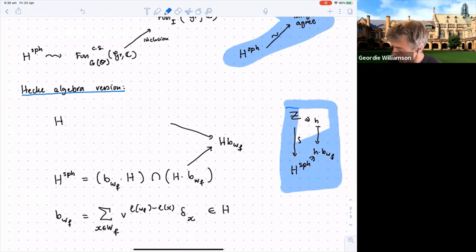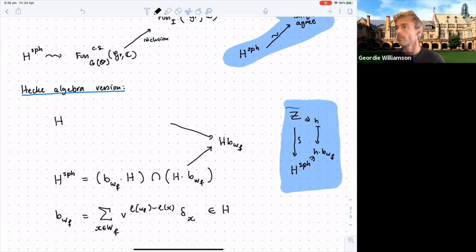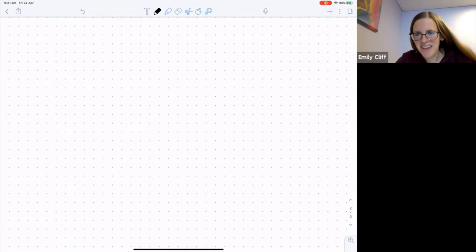Okay, so now when we categorify, that's what Gaitsgory tells us how to do. So, please complain if that slide moved too fast. It did? Thanks.